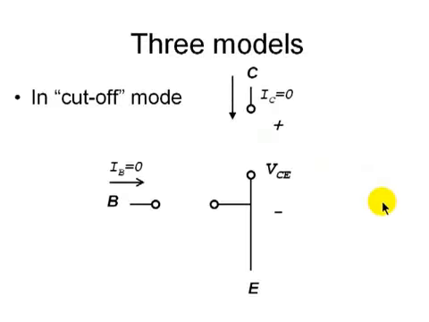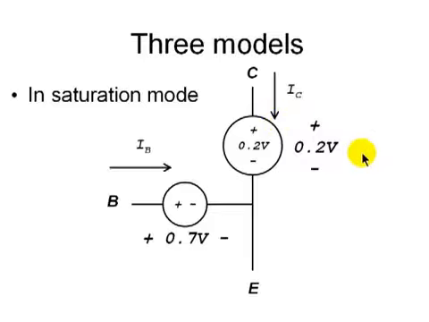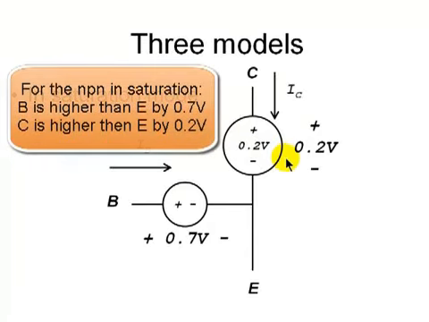In cutoff mode, the equivalent circuit is even simpler: an open circuit between the base and the emitter, and another open circuit between the emitter and the collector. Finally, in saturation mode, there is no current amplification. The transistor merely maintains the collector 0.2 volts higher than the emitter, and the base 0.7 volts above the emitter.